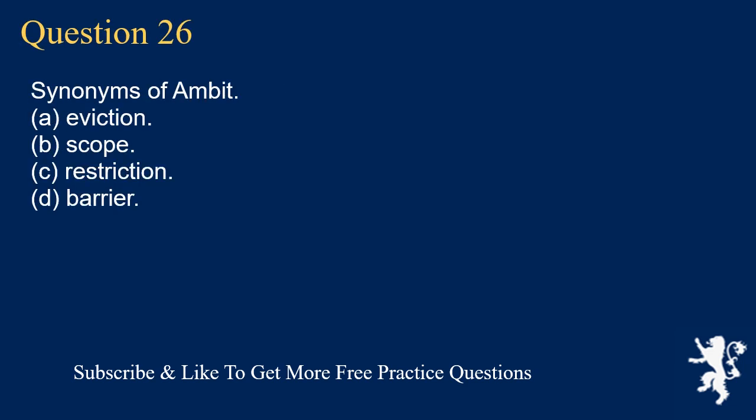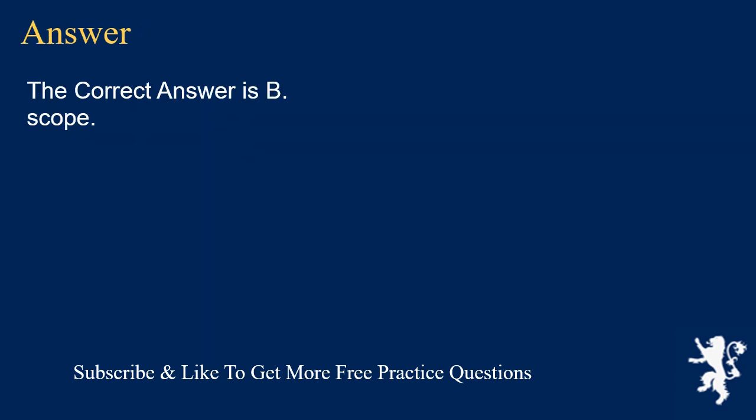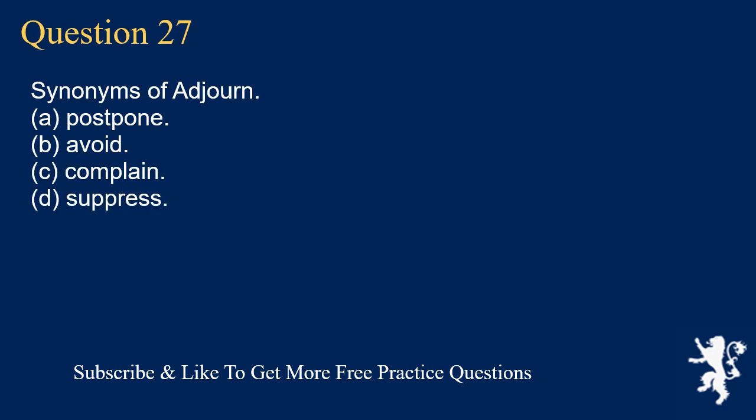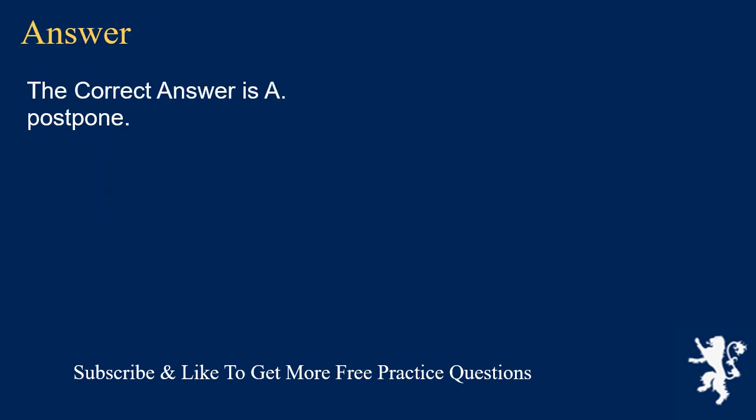Fragrant. Question 26. Synonyms of ambit. A. Eviction. B. Scope. C. Restriction. D. Barrier. The correct answer is B. Scope. Question 27. Synonyms of adjourn. A. Postpone. B. Avoid. C. Complain. D. Suppress. The correct answer is A.